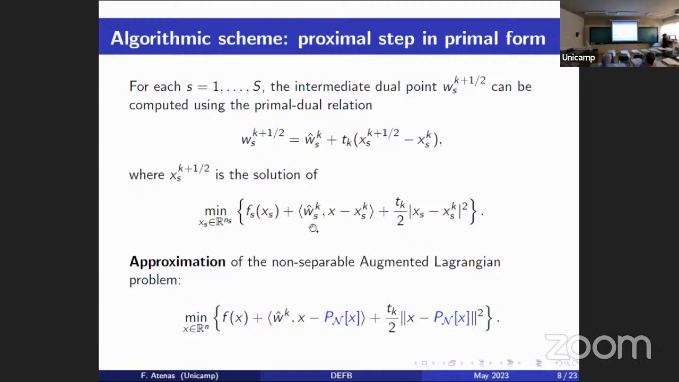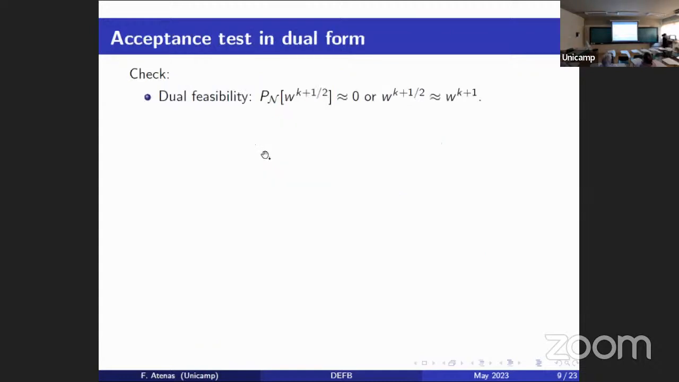And again, this problem here looks like the progressive hedging subproblem because here we have the original objective function plus the linear term relaxing the constraint plus the quadratic term constituting the augmented Lagrangian, right? So we solve this problem and then compute the intermediate step for the dual sequence.